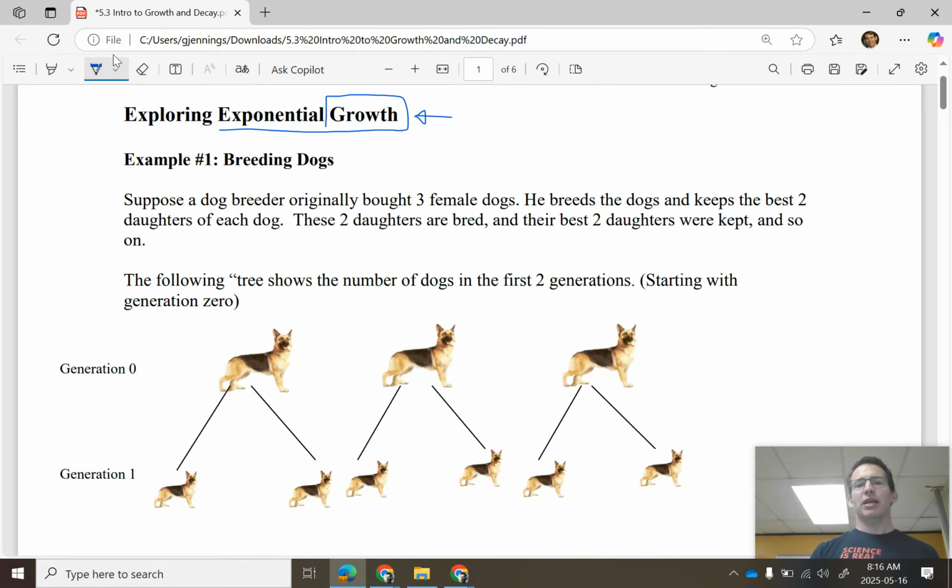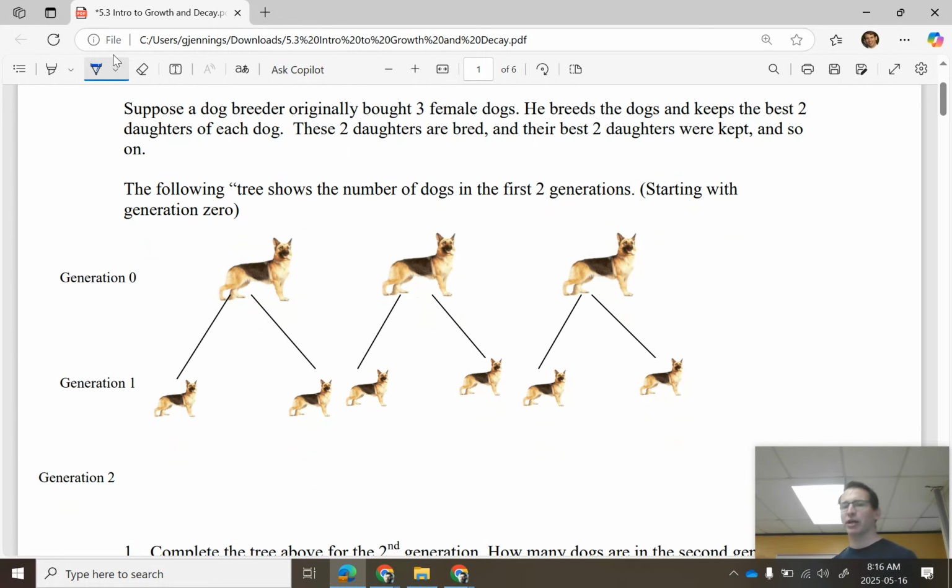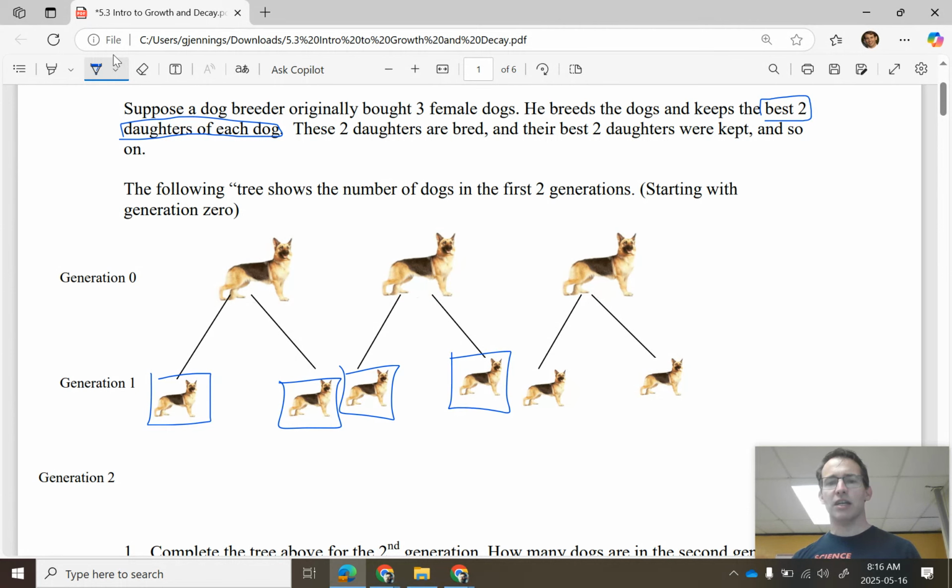Let's go. Here's an interesting thing that might happen if you were breeding dogs. You have three female dogs that are your prized animals at your dog breeding factory, and they have multiple offspring each, but every generation you keep the best two females, the best two daughters of each dog. In generation 1, each dog is going to have another dog here, so we get 6 from 3. What are we going to get in the next generation? How many dogs?